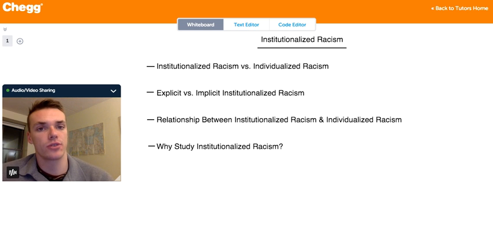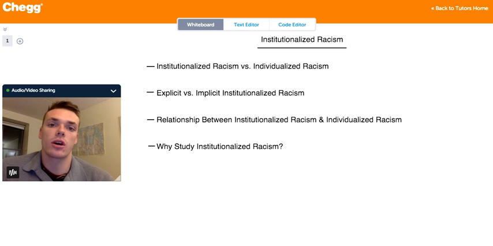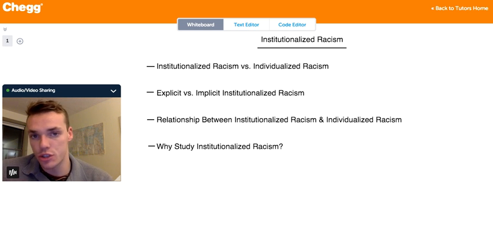Explicit institutionalized racism are policies and legislation that overtly state and specifically single out a racial minority, and the goal of the legislation is to negatively affect their lives and cause an inequality. So, examples of these could be the Chinese Exclusion Act of 1882, barring Chinese to immigrate to the United States. Another example would be the Indian Removal Act of 1830, another specific legislation that singled out Native Americans and forced them to leave their native lands.